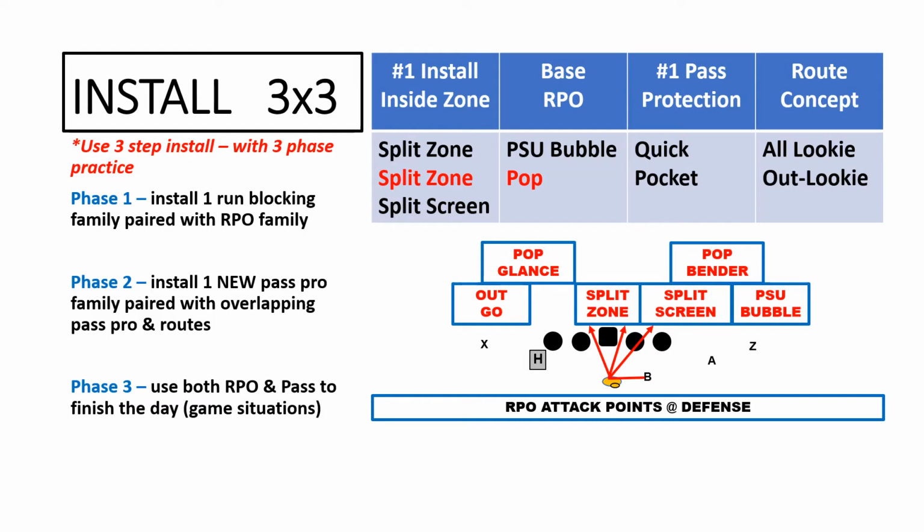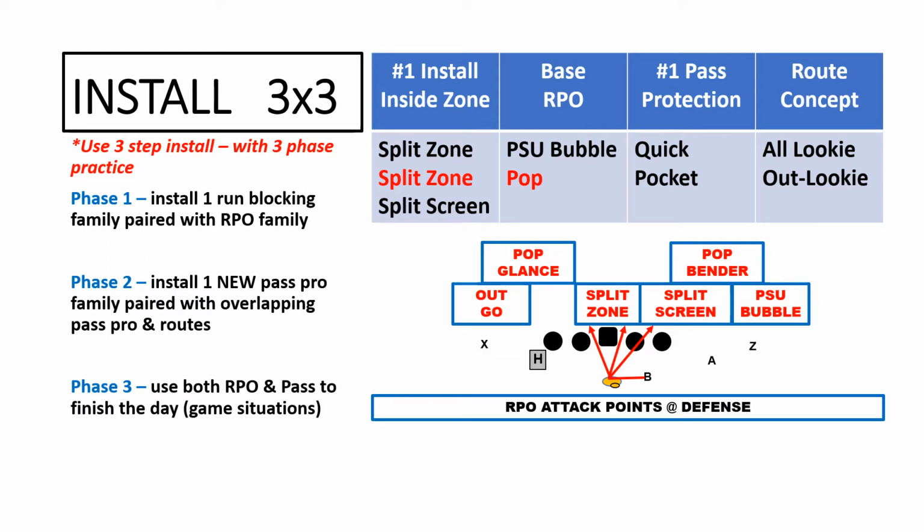As before, we like to use that 3x3 install, 3 different phases. So here we'd be focusing on split zone with a pop RPO in the first third of the practice. And then we would work on those quick now passes we talked about with the split zone bubble concept. And then third, we could start to combine using both pass and run, and even start to combine both split zone bubble and split zone pop in game situations in that third phase.